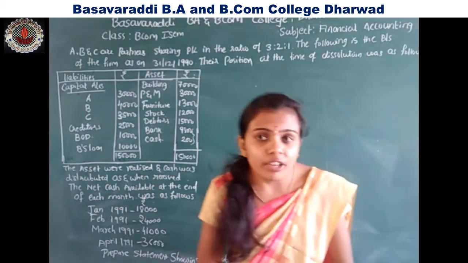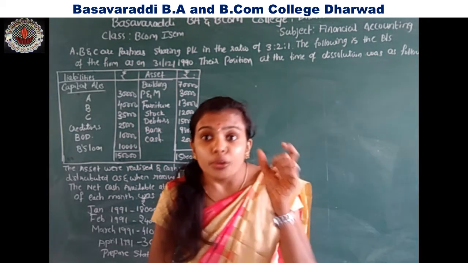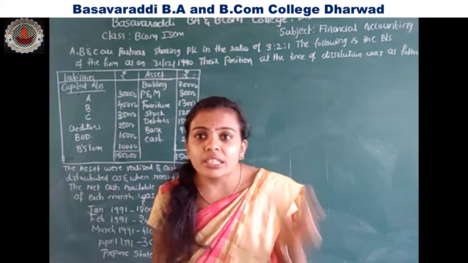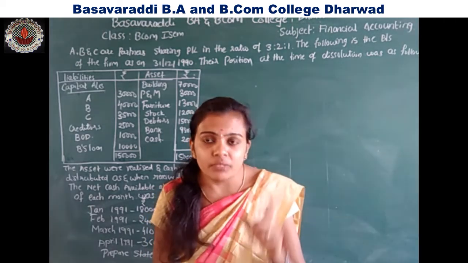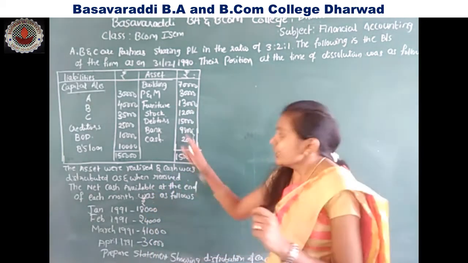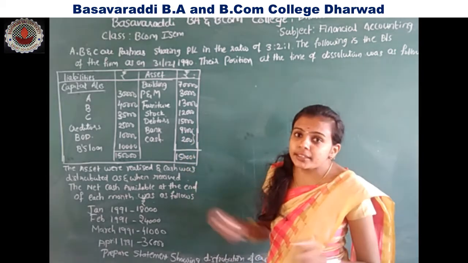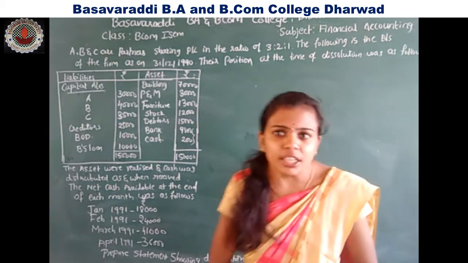We have to consider the amount 9,800 plus 200, that is 10,000 rupees, in the total piecemeal distribution of cash column which we will prepare.